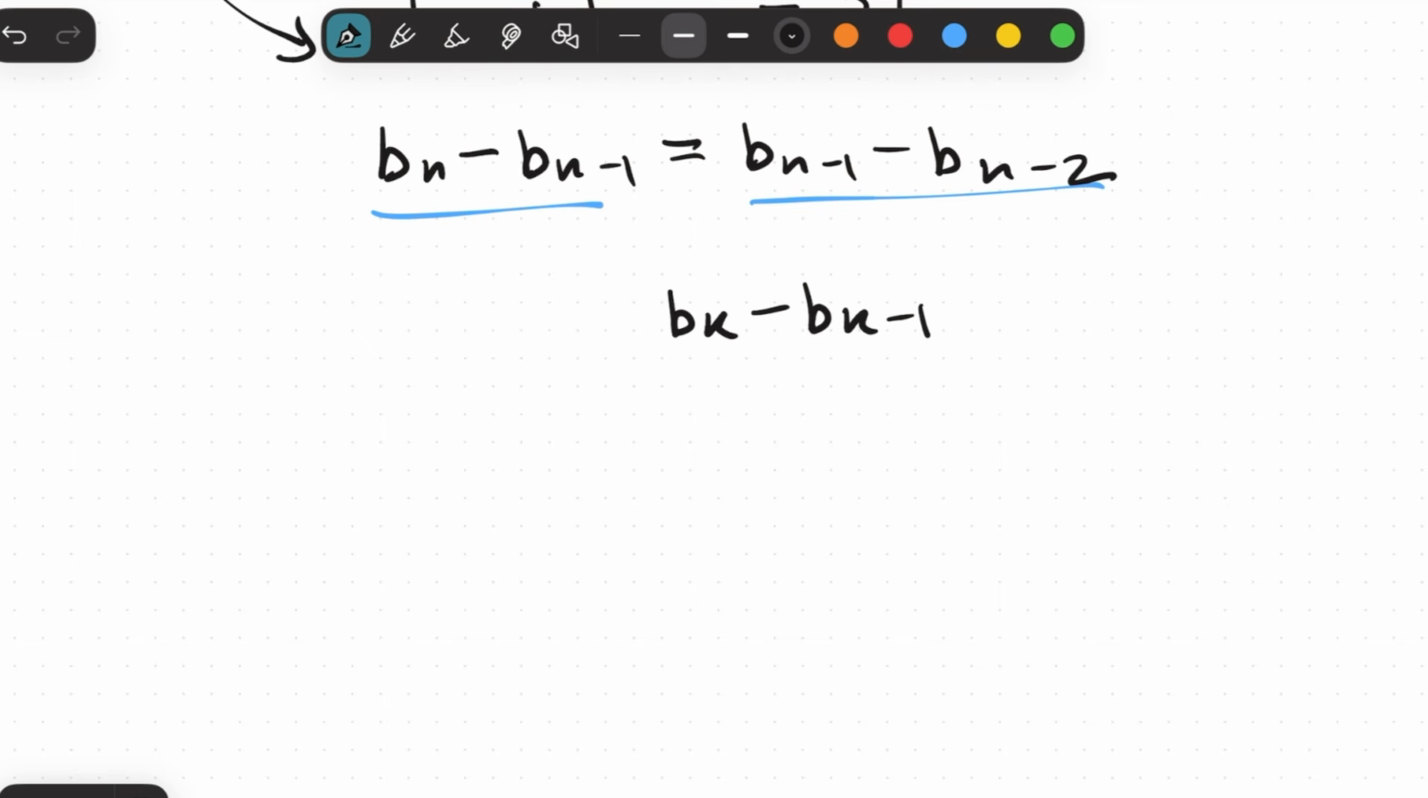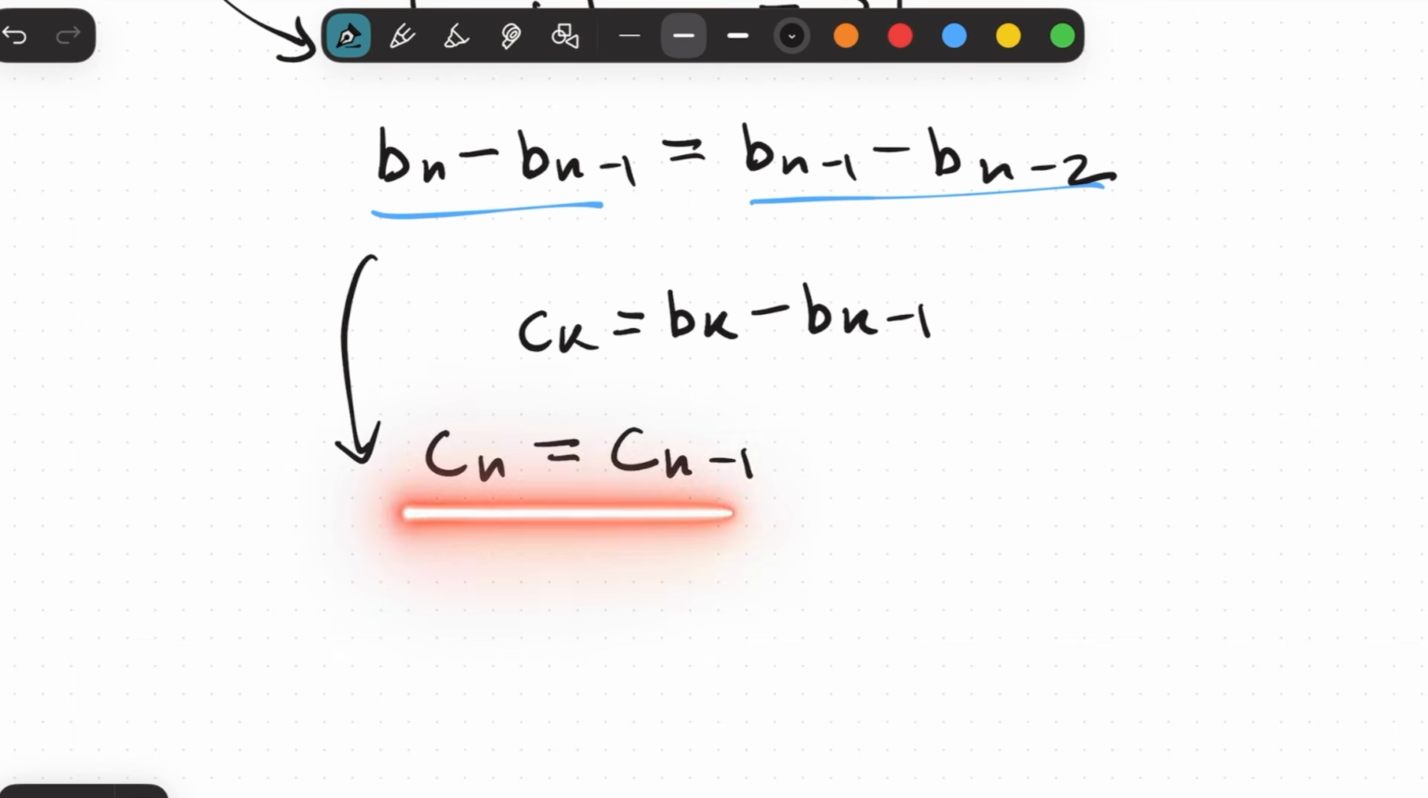And if they have this common form, we again can do the same thing. We let this be equal to c_k, and therefore this equation just nicely simplifies to c_n is equal to c_n minus 1. And there we have it. This is a super nice looking equation, right? So in this case, we have c_n is equal to c_n minus 1. Well, what does that mean?